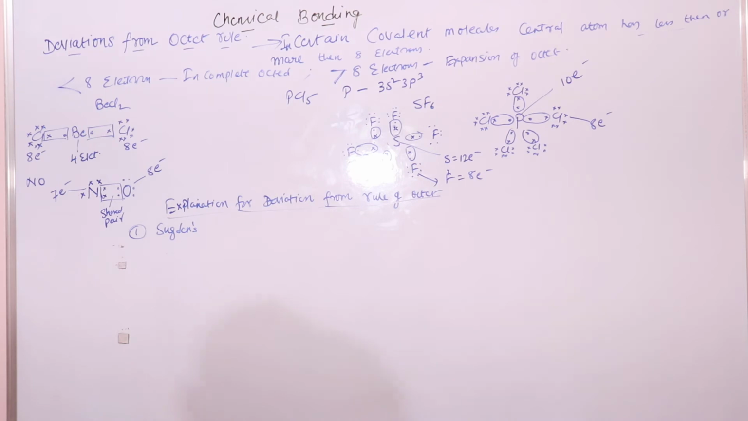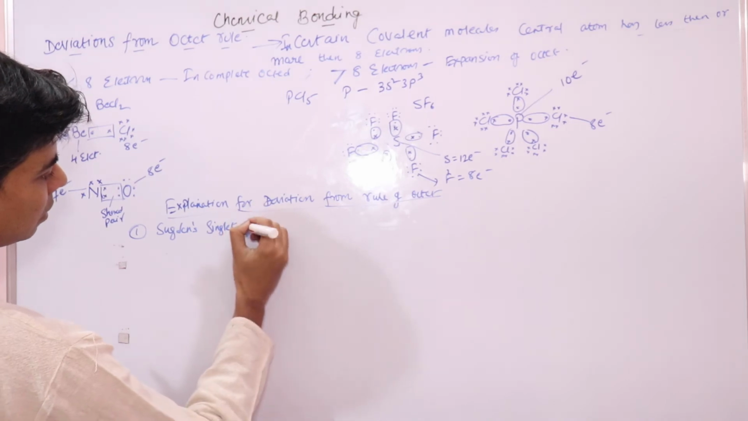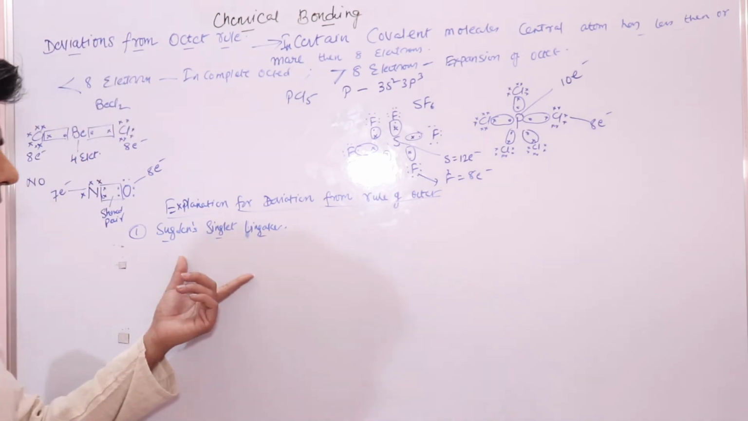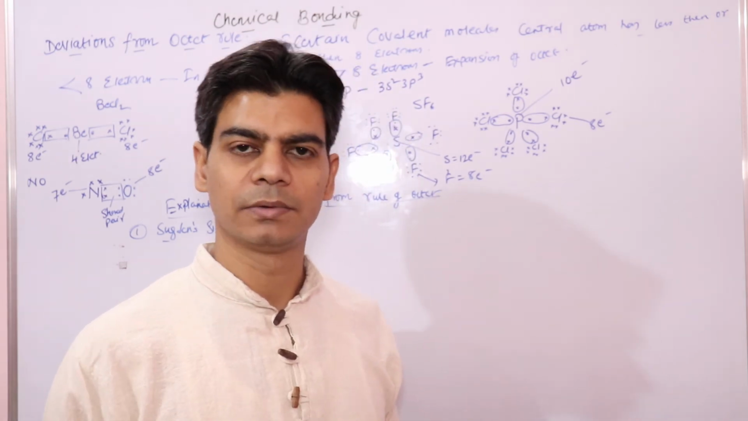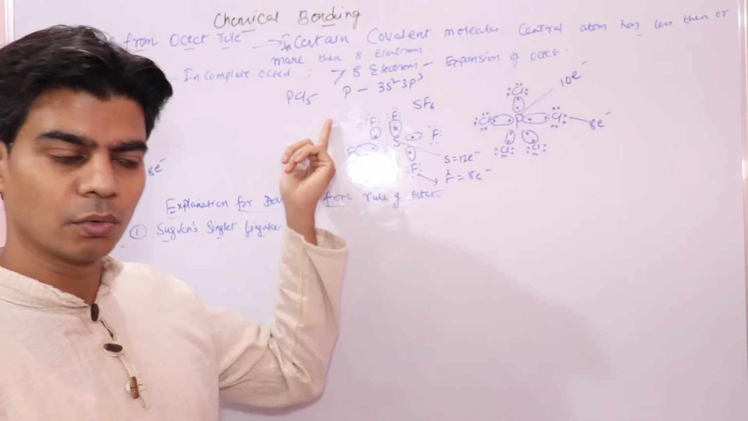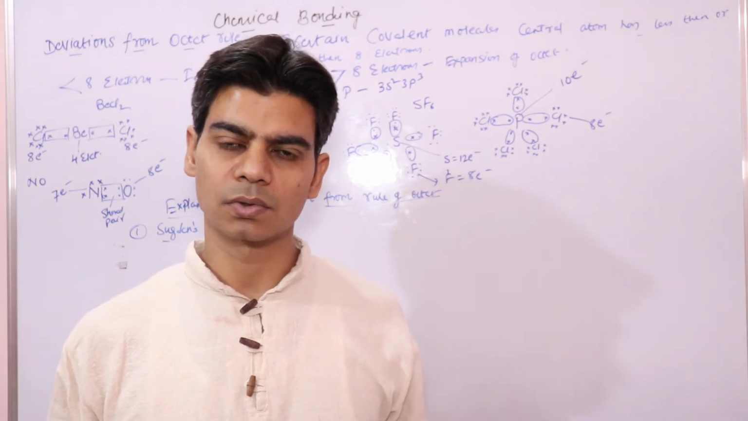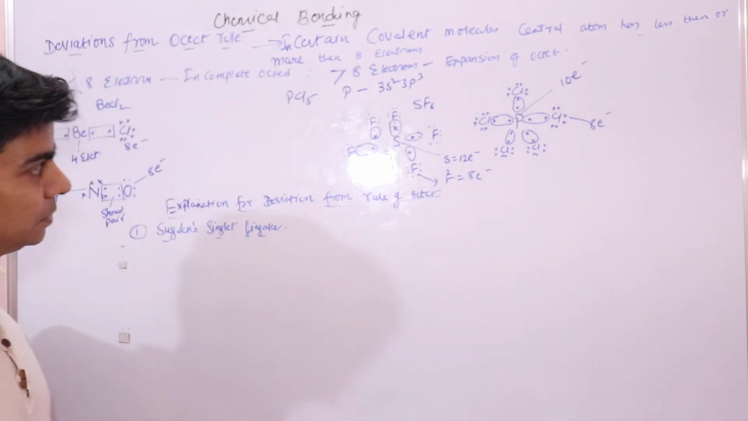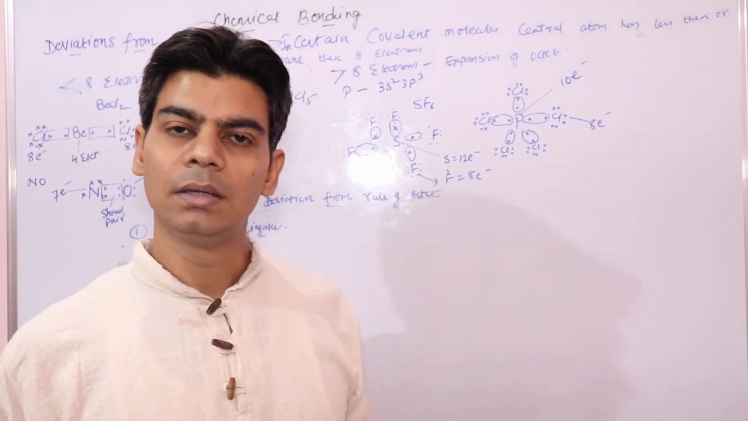Sugden's singlet linkages. We call it Sugden's singlet linkages. What this concept says is that some of the bonds in molecules like phosphorus pentachloride do not contain 2 electrons, but contain only 1 electron. So these types of bonds are 1 electron bonds, due to which the central atom always maintains an octet.